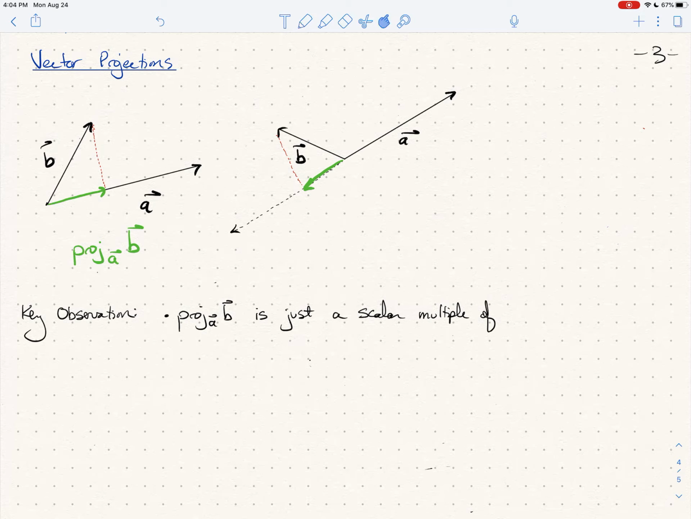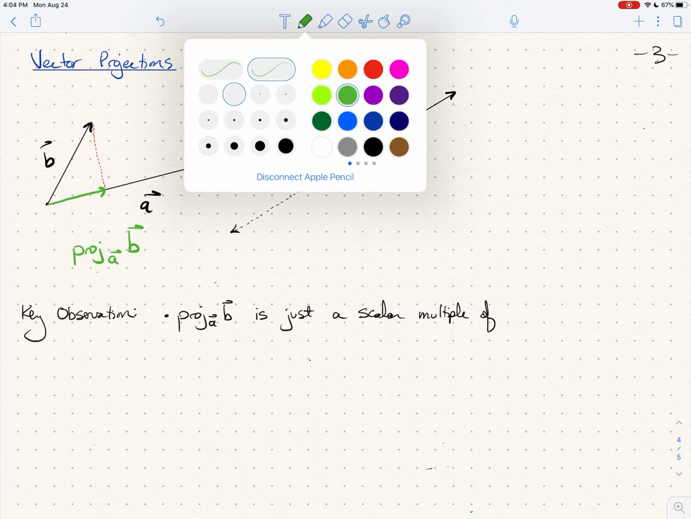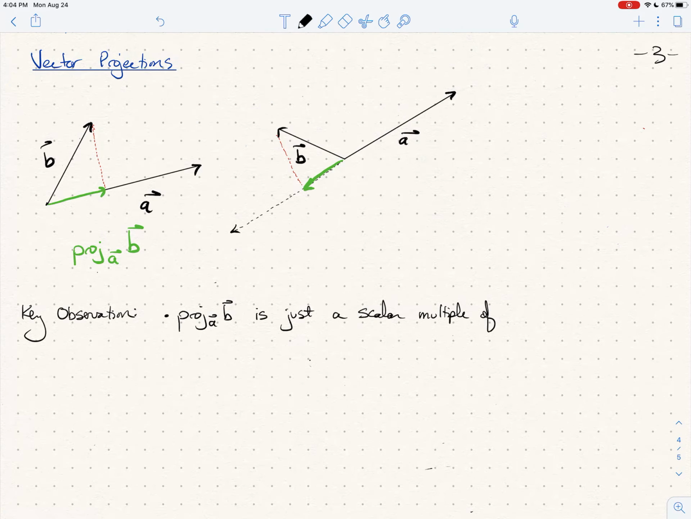So in this picture, that vector is the vector projection of B onto A. And then similarly, if I want to go over here and do the case when B is longer, here I'm going to flip the roles. So let's make B the long one, and A is the short one.